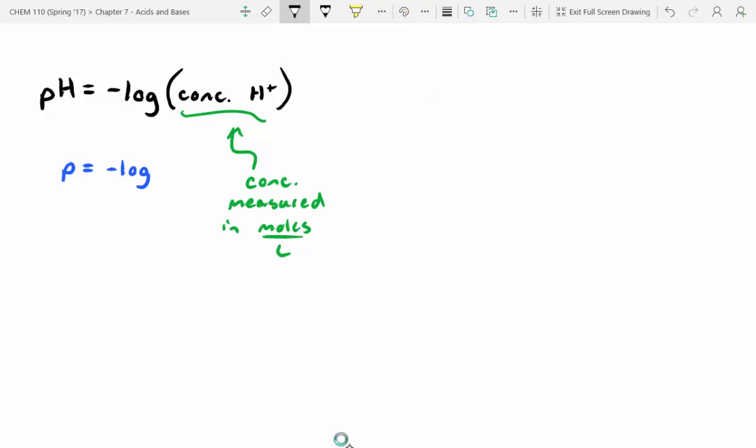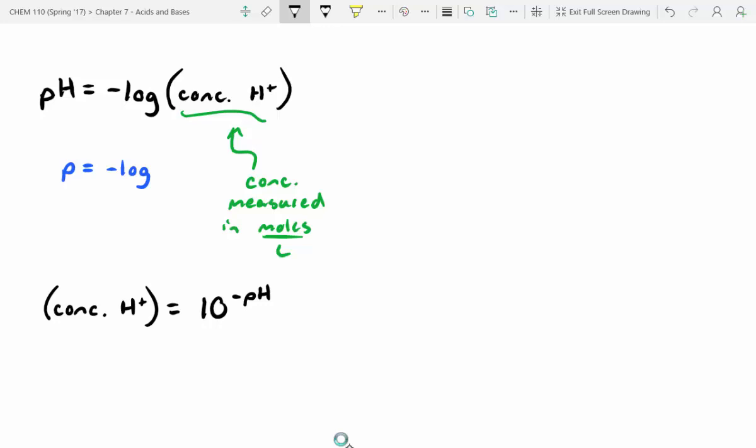Okay, if you're familiar with log rules, we can calculate the concentration of H plus by doing some mathematical moves. How can we calculate this based on the above equation? Any of you guys familiar with log rules? Yeah, it'd be 10 to the negative pH. So you can also do the reverse, where you do 10 to the negative pH to find your concentration of hydronium or hydrogen ions in solution.